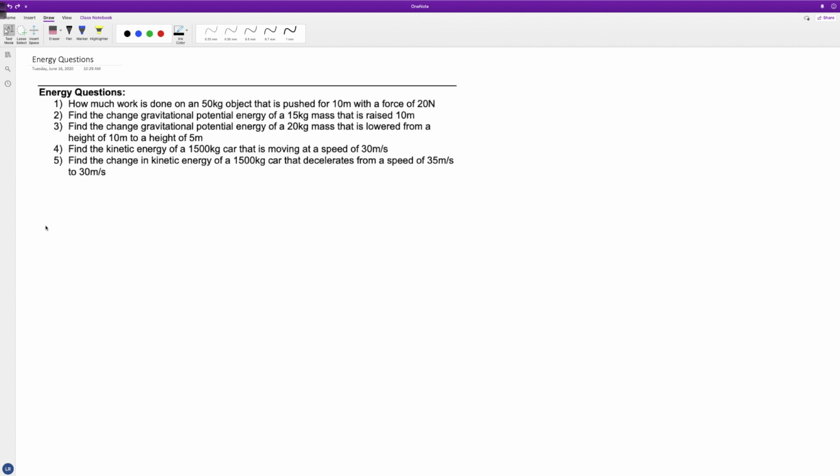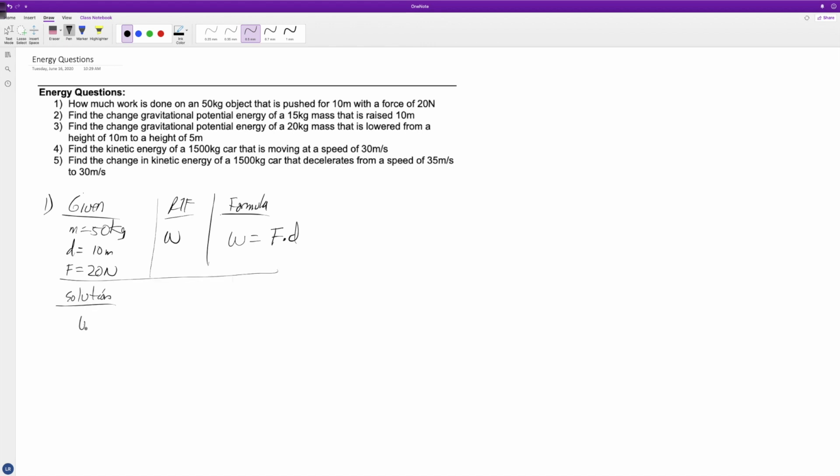So let's take a look at question number 1. How much work is done on a 50 kilogram object that is pushed for 10 meters with a force of 20 newtons? So with this question, we know that the mass is 50 kilograms, the distance is 10 meters, and the force is 20 newtons. We're looking for the work, and in this case, the appropriate formula is work is equal to FD. So work is equal to 20 times 10, 200 joules.